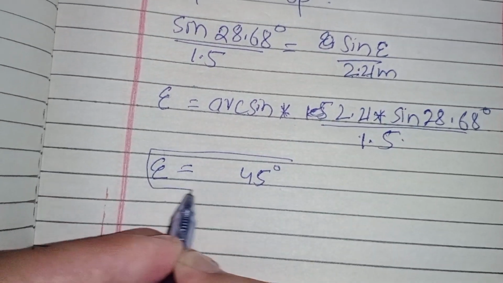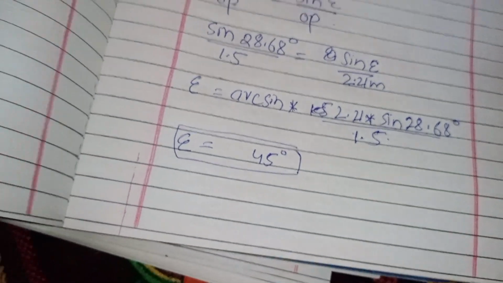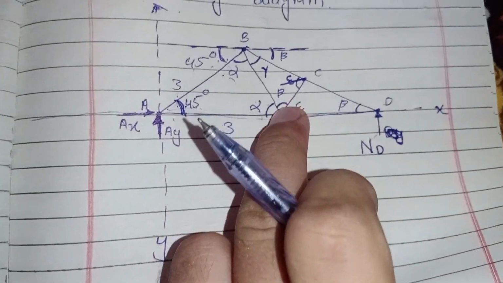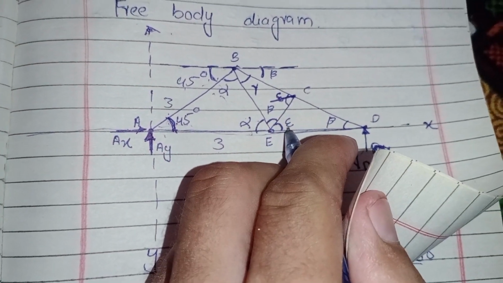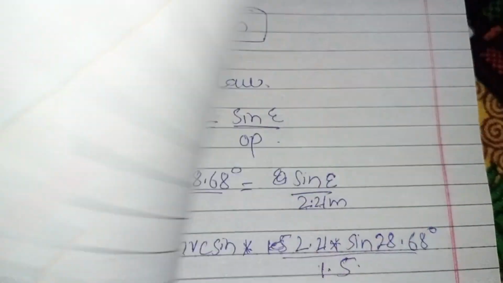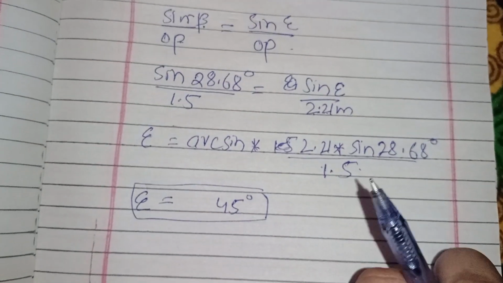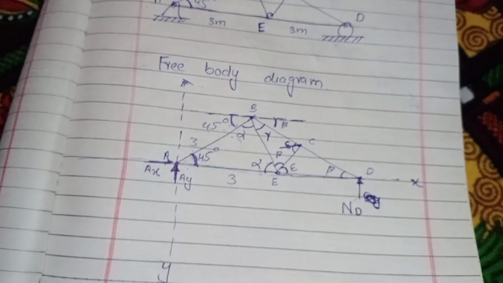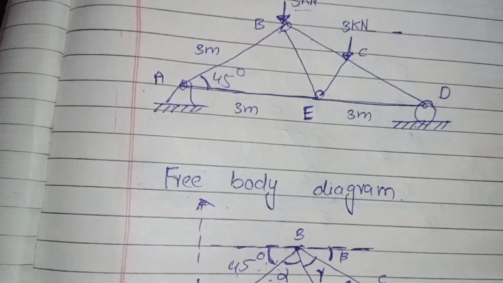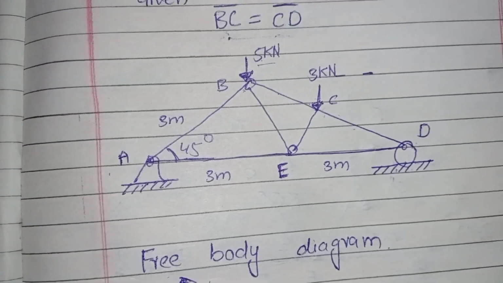So angle Z is 45 degrees. This angle will be 40. This angle will be 45 degrees. Okay, so we find out all these angles, and now we go to the method by which we find the forces in the members of this truss.